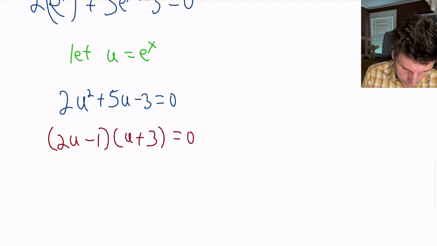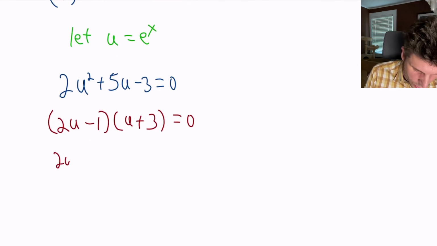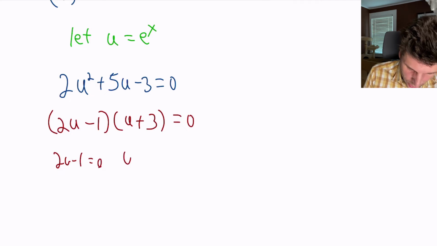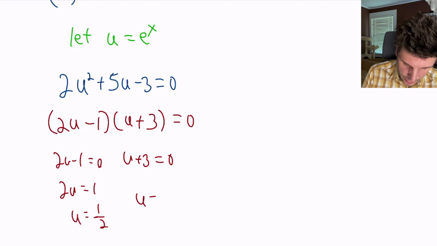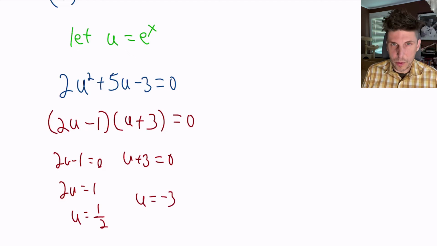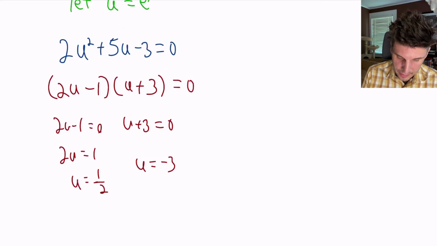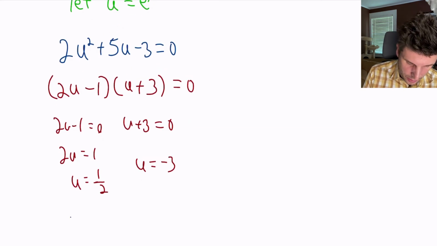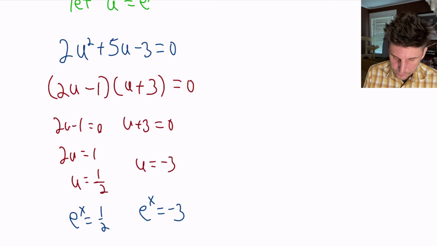And then moving on. So we can then solve for u. So we know that 2u minus 1 equals 0, and then u plus 3 equals 0. So 2u equals 1, u equals 1/2, then u equals -3. But we were not asked to solve for u, we're asked to solve for e to the x. So this is where we take e to the x and substitute it back in. So now we have e to the x equals 1/2, and e to the x equals -3.